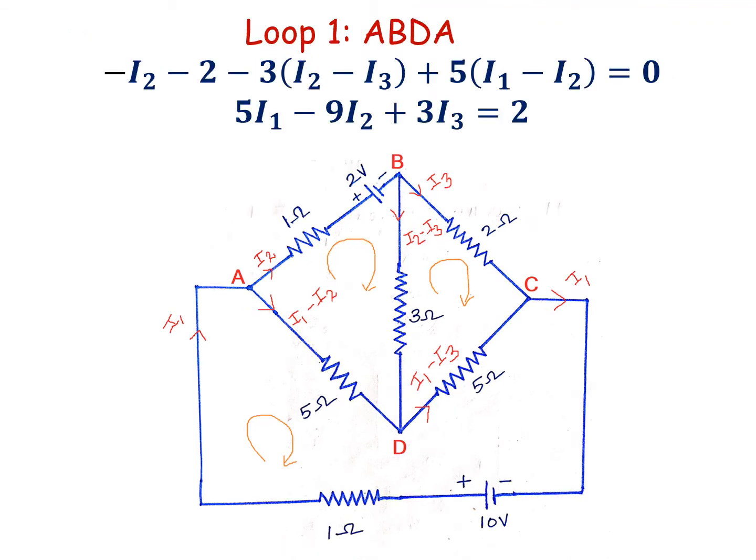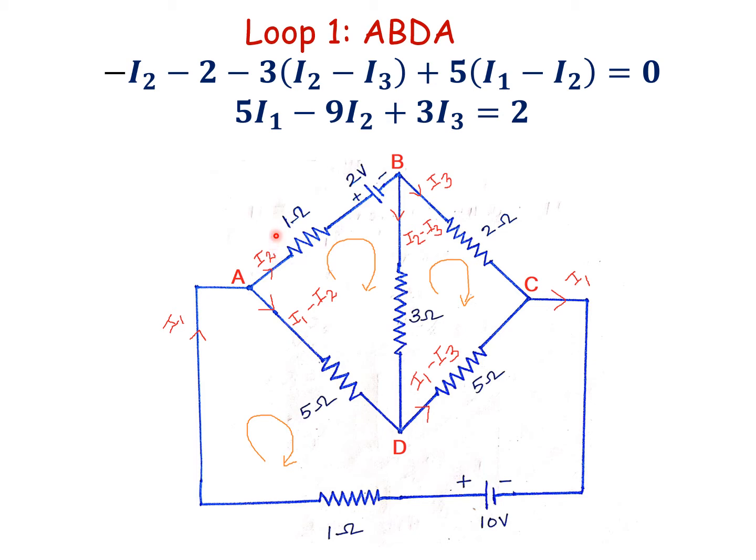Here, loop 1. Loop 1 is formed by A, B, D, A. Here I am going to explain how to write the equation for the resistor as well as the voltage source. If we consider the resistor, it depends upon the branch current. If we consider the voltage source, it is independent of the branch current.